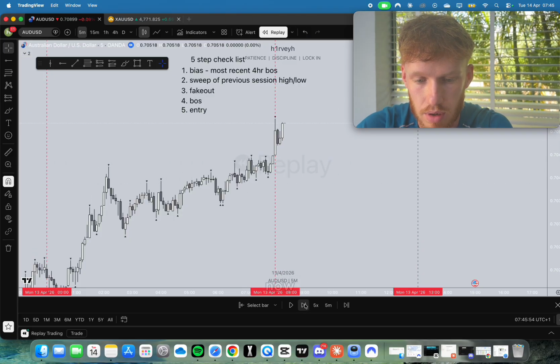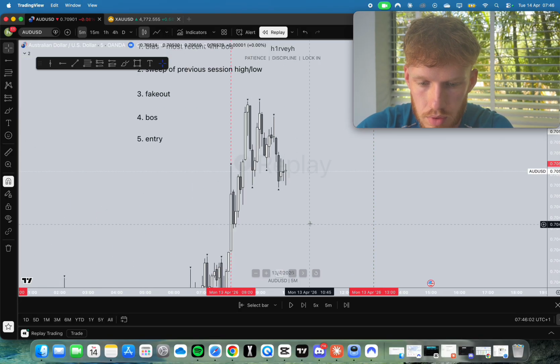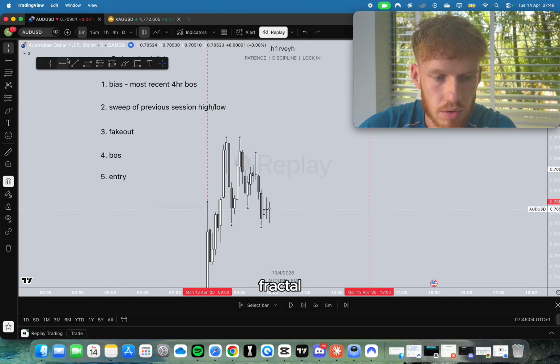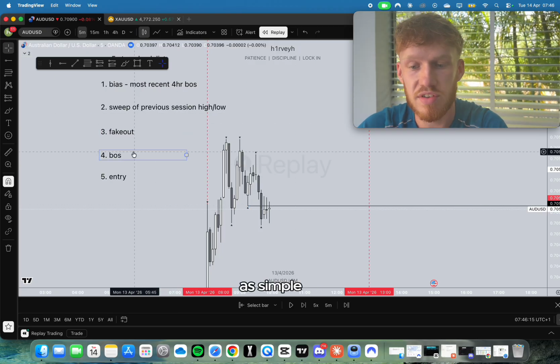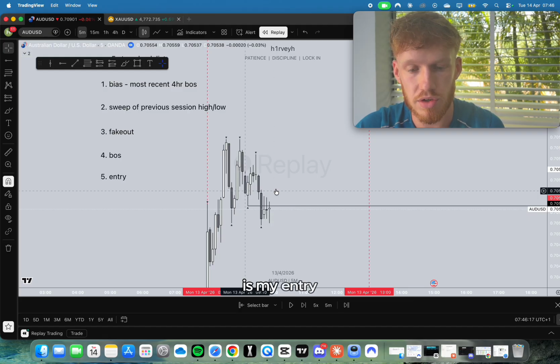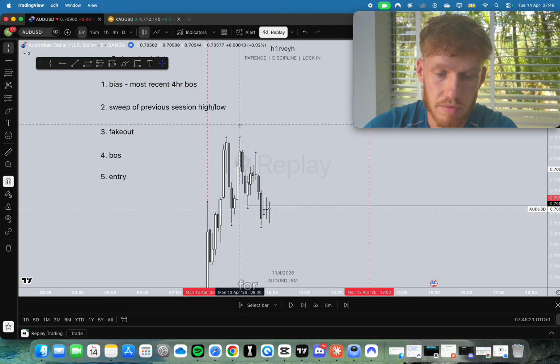So if I play price out now, to a fractal, we get that break of structure just there. So that's step 4 done right there. Step 1, step 2, step 3, step 4. As simple as that. Now all I'm waiting for is my entry. Like I say, if I don't have any of these, I don't trade. So I'm waiting for my entry now.